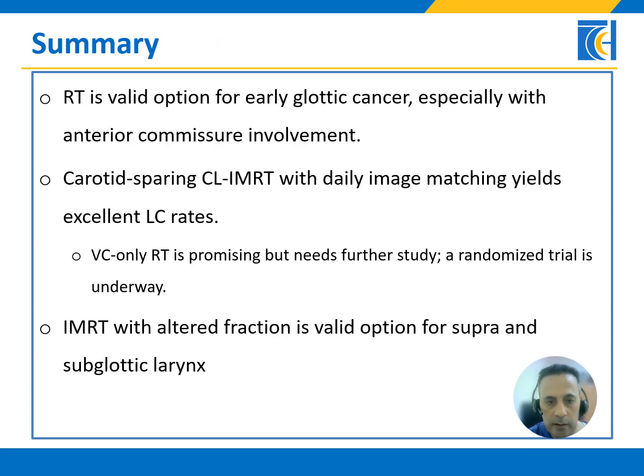In summary, radiotherapy is a valid option for early-stage glottic cancer, especially with anterior commissure involvement. Carotid-sparing complete larynx IMRT with daily image matching yields excellent local control rates. Vocal cord only radiation is promising but needs further study. A randomized trial is underway. IMRT with altered fractionation is a valid option for supraglottic and subglottic larynx cancer.